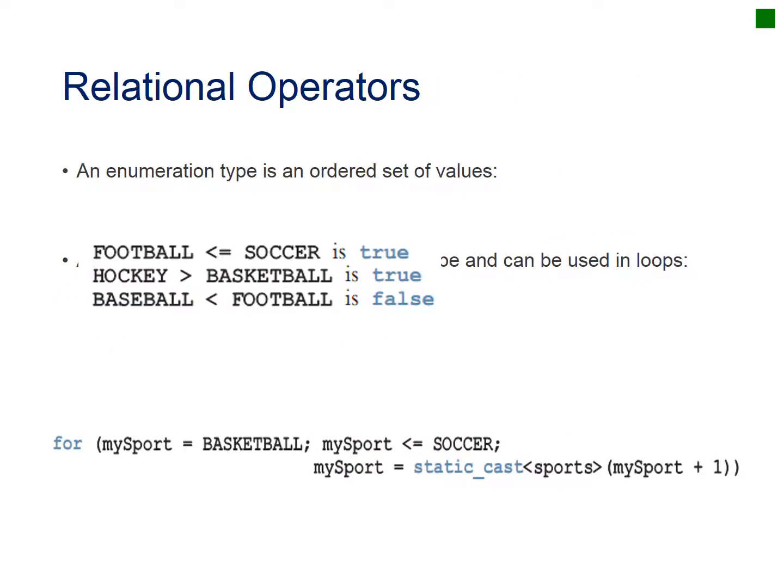Relational operators. An enumeration type is an ordered set of values. For example, football is less than or equal to soccer is true. Hockey is greater than basketball is true. Or baseball is less than football evaluates to false. An enumeration type is an integral data type and can be used in loops. For example, the for loop below.